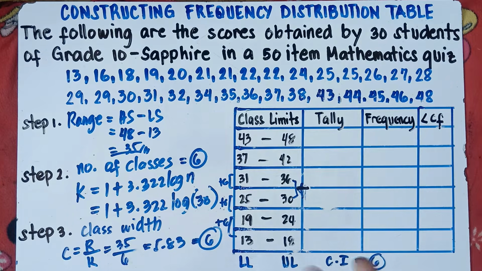So once again, to get the class interval, simply count the numbers from 13 to 18, the numbers from 19 to 24, and so on. So the class interval is 6. That's how you find the class interval, class, just in case the teacher asks for it.